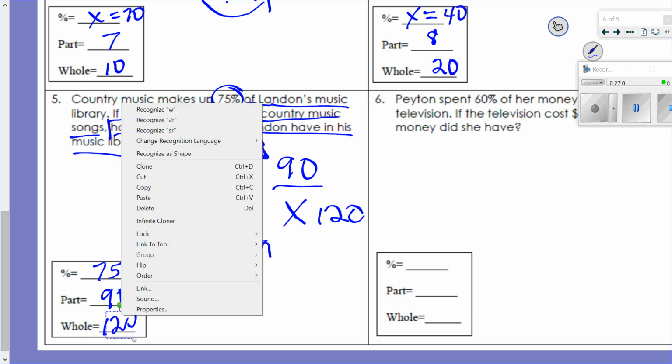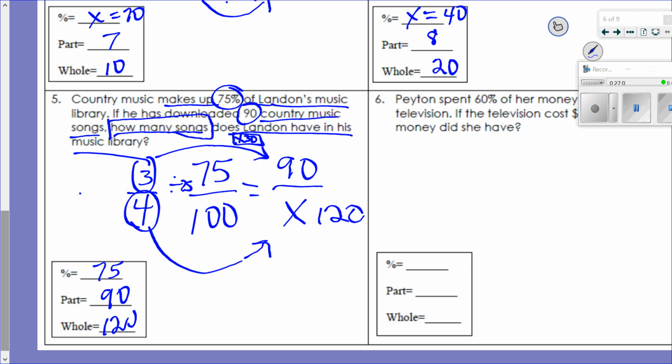Guys, you can also think about it logically. If 75% is 90 songs, does 120 songs make sense? Yes. If you had a crazy number like 400 or 500, is that going to make sense? No. That's not going to make sense. So think about it logically when you get your answers. Okay, well, let's look at number 6.